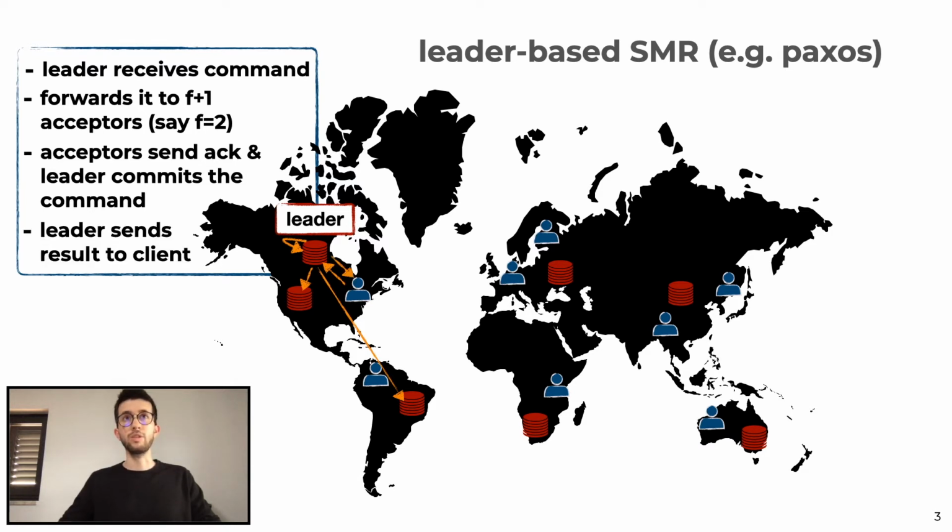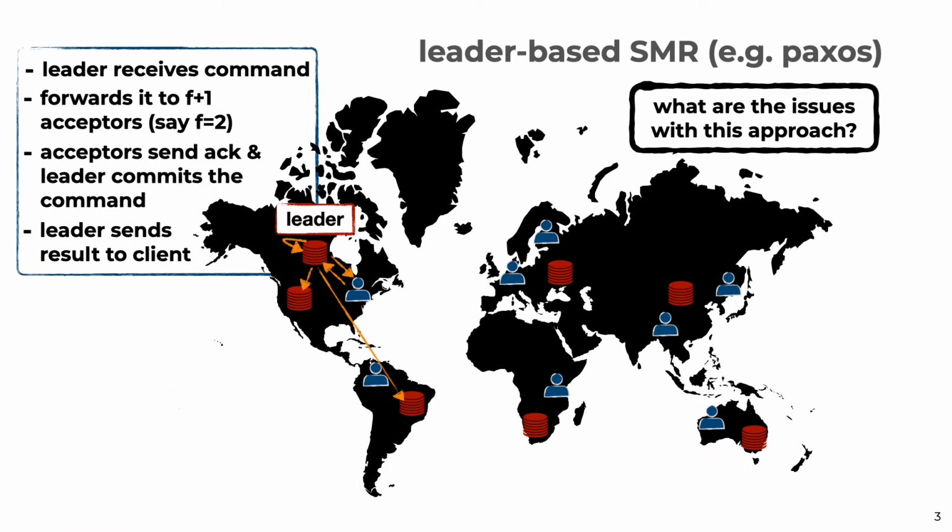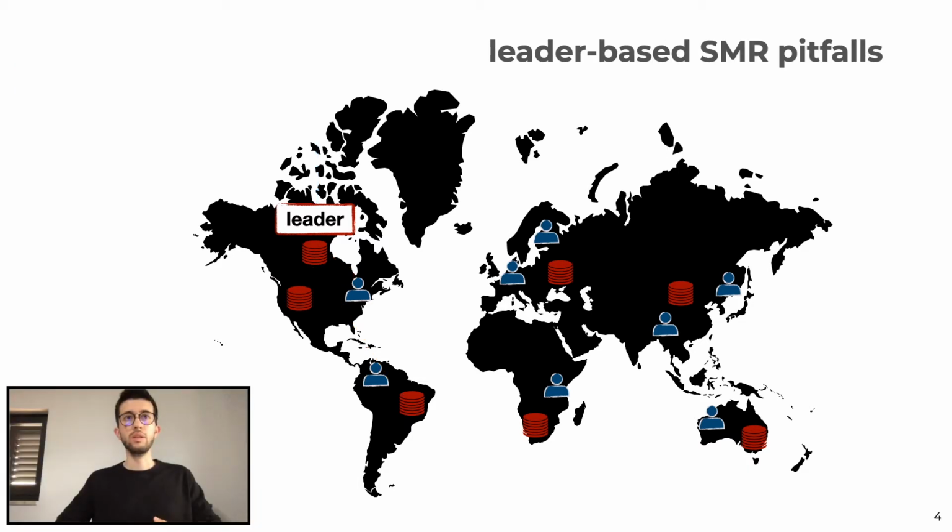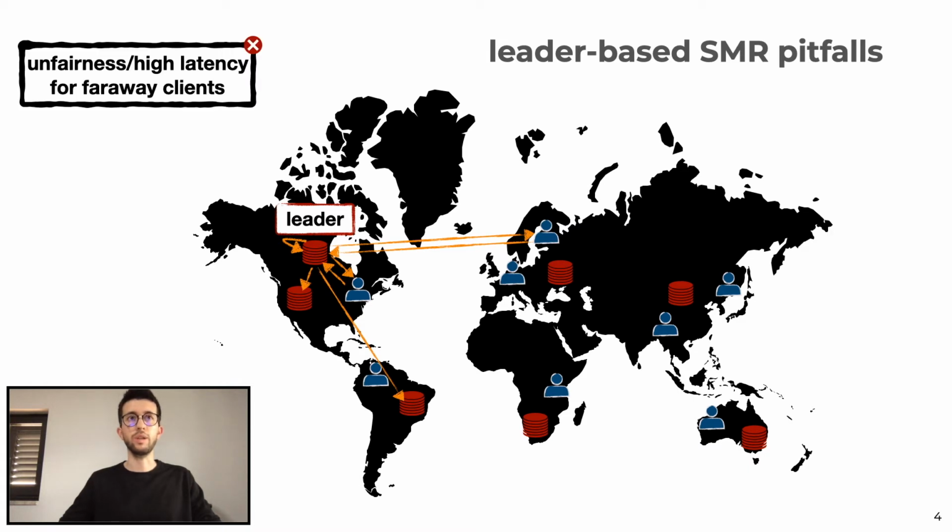So, what are the issues with this approach? Let's now consider that the client is located in Europe. Again, the command needs to be sent to the leader, but this time it needs to cross the Atlantic. After contacting the acceptors and executing the command, the leader sends the reply to the client, again crossing the Atlantic. If we compare this with a client located in North America, we can understand why leader-based protocols can be unfair to faraway clients.